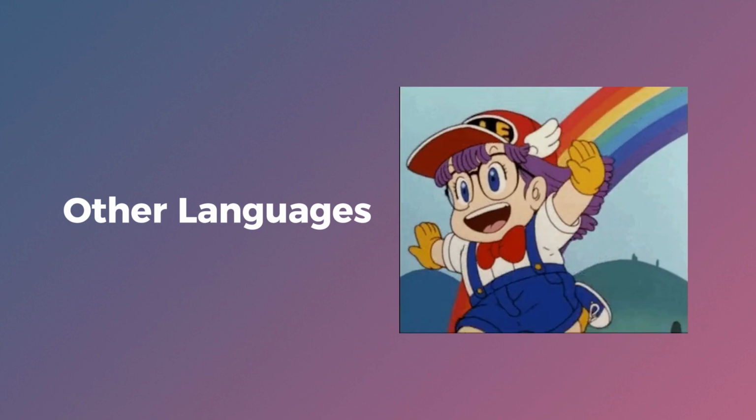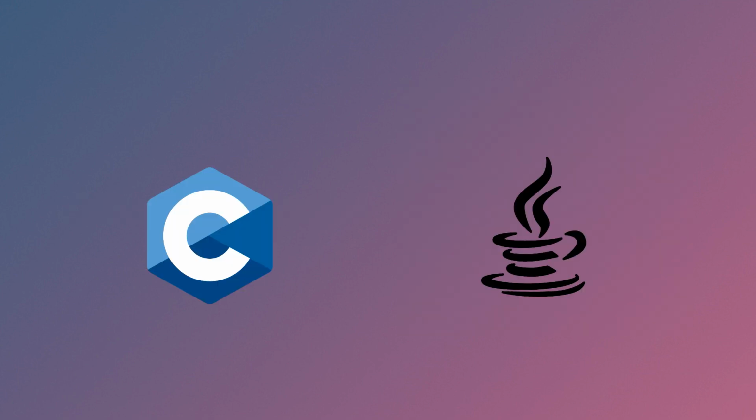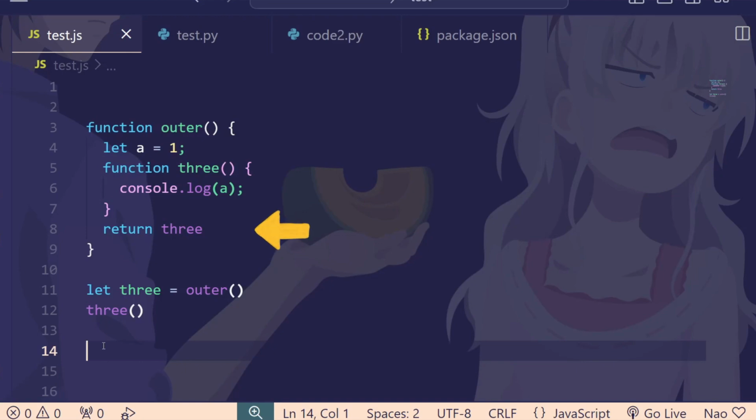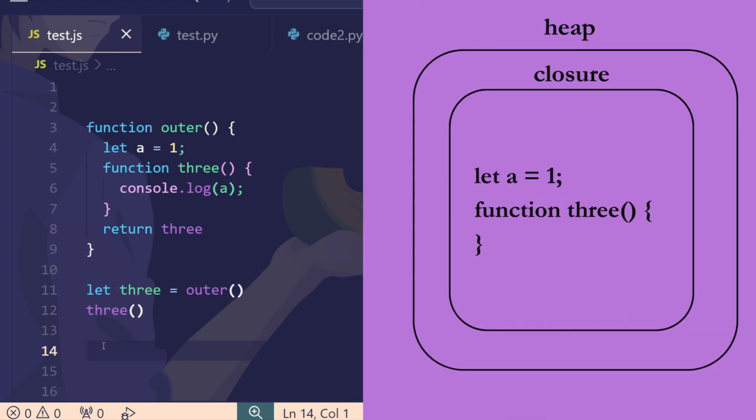In other languages like C or Java, you cannot use local variables once a function is returned. In this example, outer is called and returned, but we can still access the local variable a. This is because, in JavaScript, functions create a closure when they are declared. So after the function is returned, we can still access the local variables in the closure.